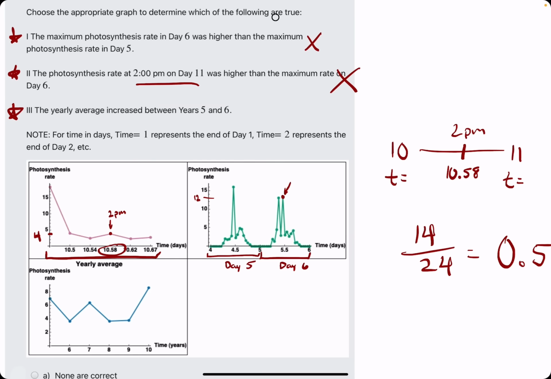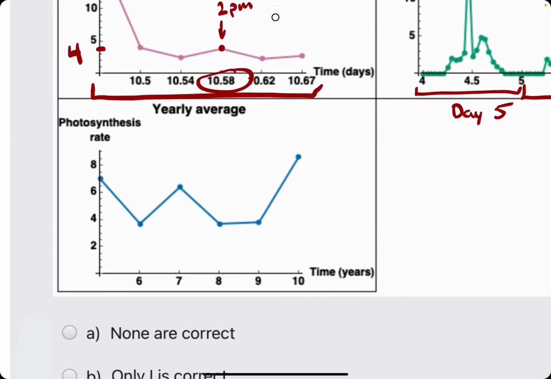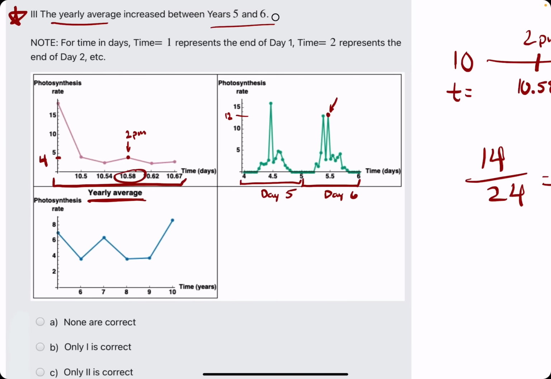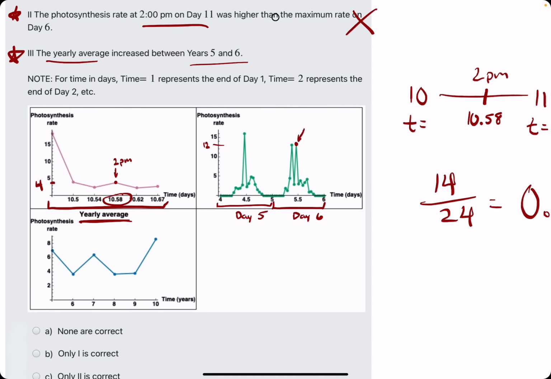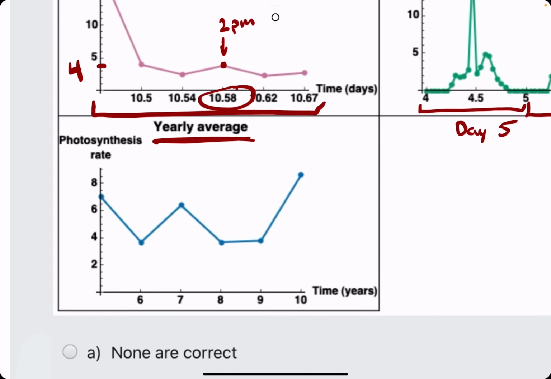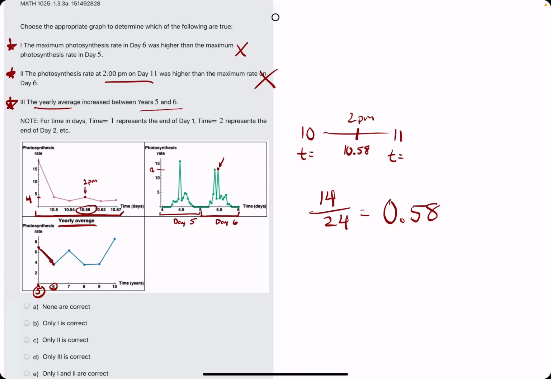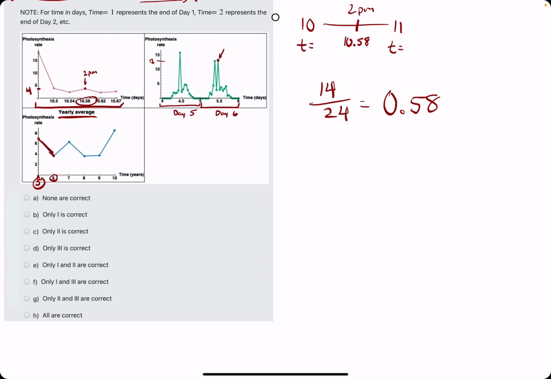Let's check out number 3. The yearly average increased between years 5 and 6. No tricks here. Anytime they say yearly average, we're looking just at the yearly average graph, and they say it increased between 5 and 6. By no tricks, I mean for 5 and 6, we are literally looking at 5 and 6. And it looks like between 5 and 6, this rate decreased because it went down from left to right, so it did not increase. It looks like all of these statements are false and none are correct, which means A is our answer.